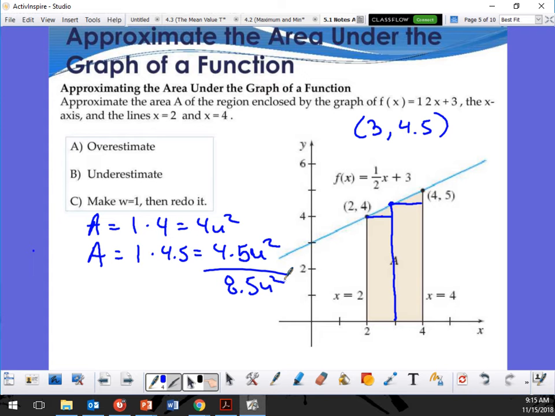What do you think is actually closer to the actual value? Is it when W is 1 or when W is 2? W is 1. Okay, it's smaller amounts of the overestimation and the underestimation. Either way, that one's going to be closer. The more units, the more steps that you take, that's going to be closer and closer to the actual value.